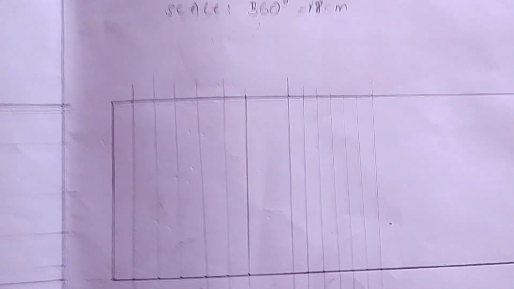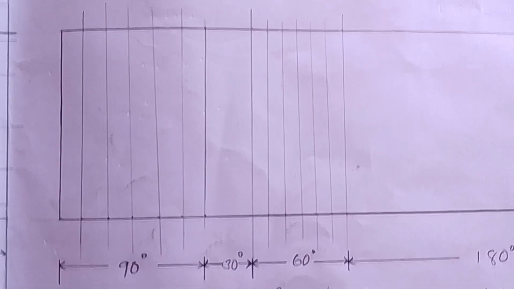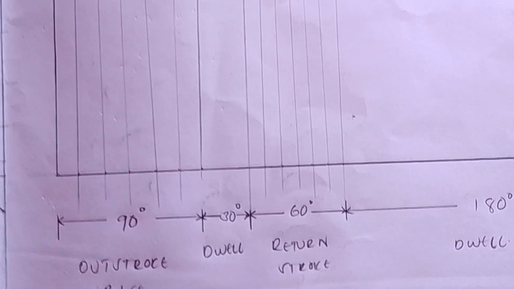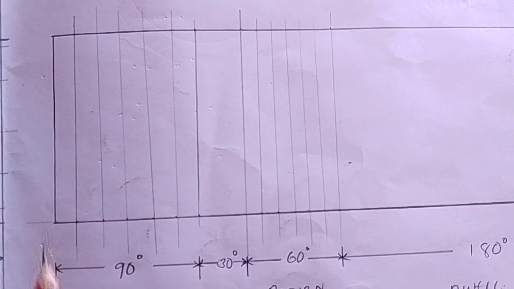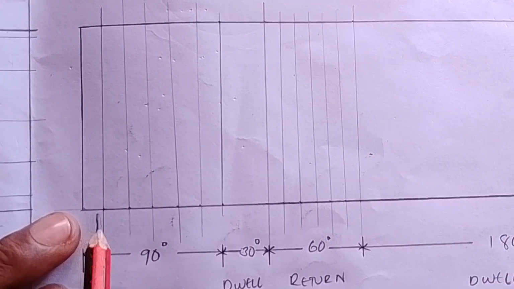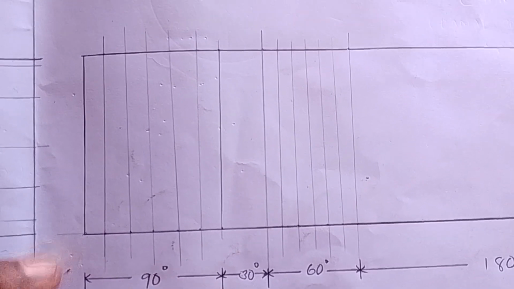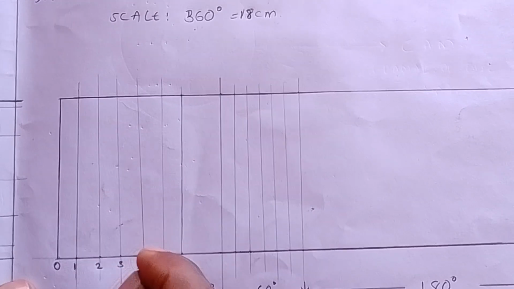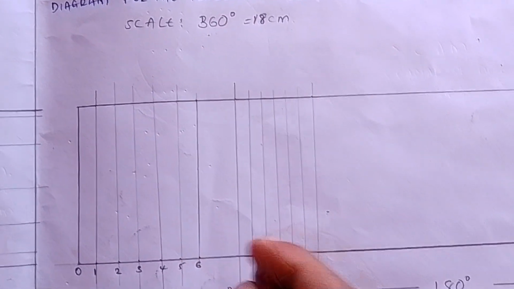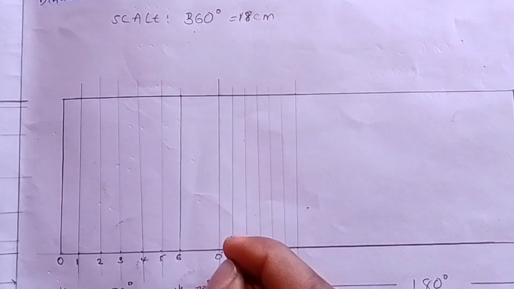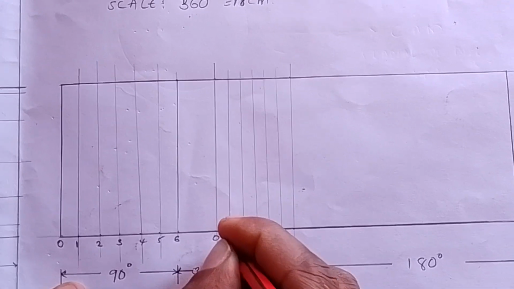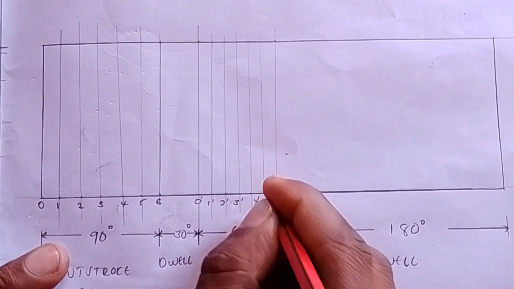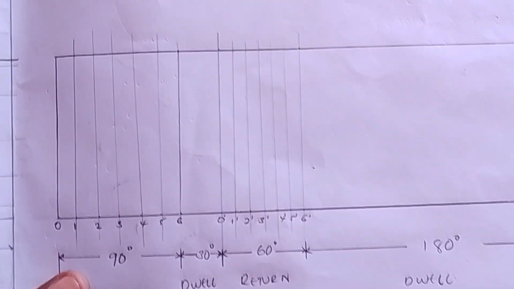After you've divided the return stroke into equal parts, the next point is that you count this. This is 0, this is 1, 2, 3, 4, 5, 6. This will be 0 prime, this will be 1 prime, 2 prime, 3 prime, 4 prime, 5 prime, and this will be 6 prime, like that.